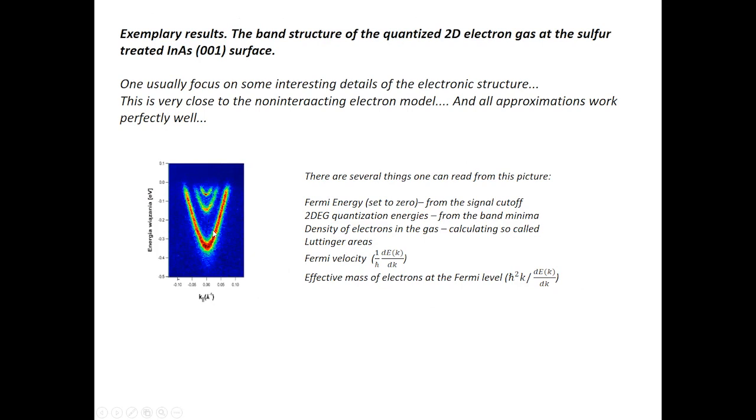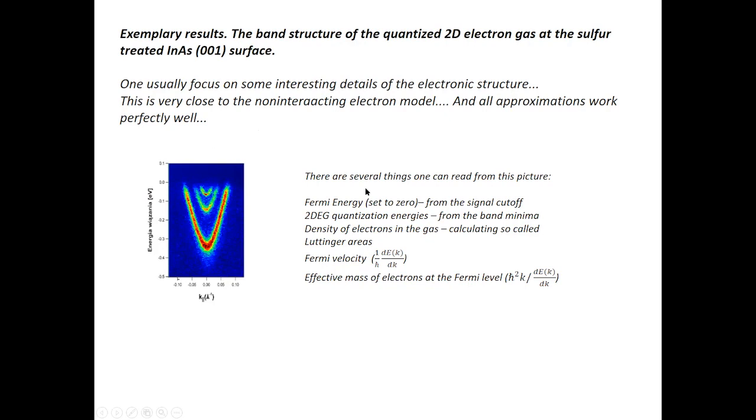Recall these discrete quantum numbers. They come with the quantization of the energy in this thin layer close to the surface where the 2D electron gas resides, because you have confinement and quantization of energy. So we focus on some interesting details. This focuses on the electron gas residing on the surface, and having this picture, you can really read many interesting pieces of information.